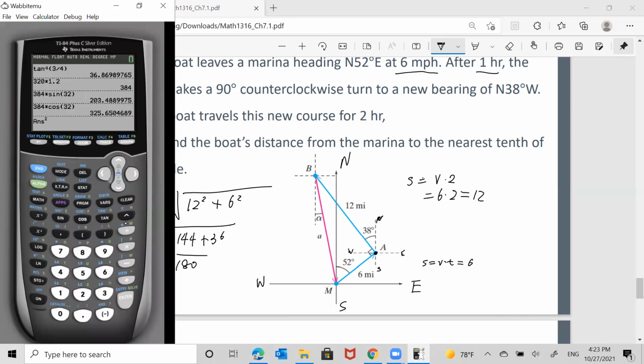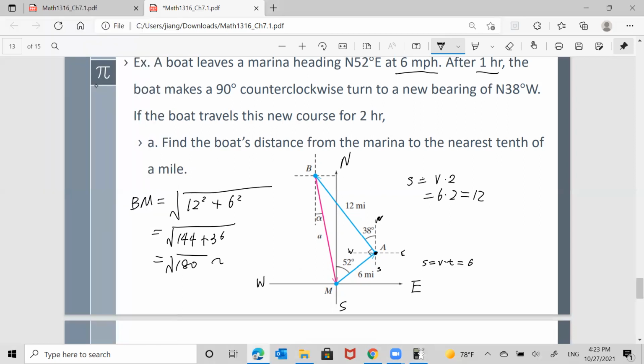Use the calculator to find the square root. Press second, this button, 180. Click enter. That's 13.4. So round to the nearest tenth. That means 13.4, because the next digit here is 1, I don't need to round up. Just say 13.4. So this one equals 13.4 miles.